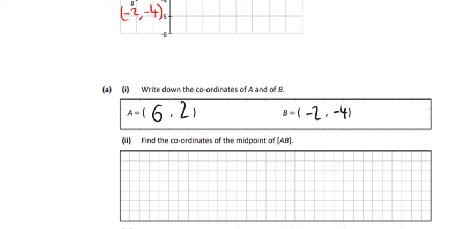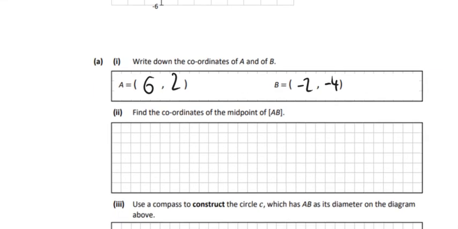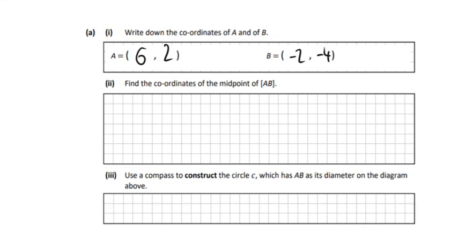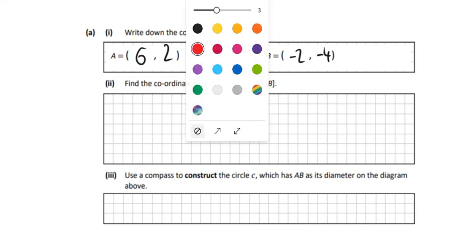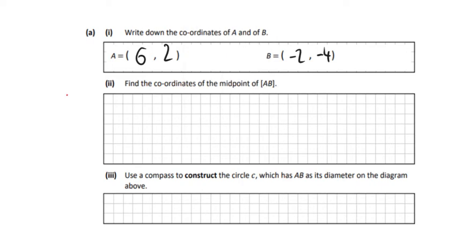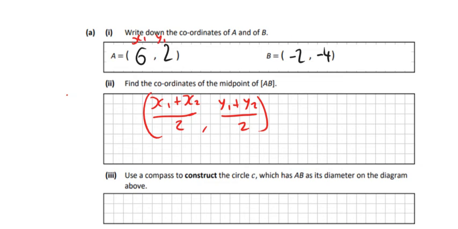And then find the coordinates of the midpoint of AB. So you have the 2 points there. You just have to go into your log tables and look for the midpoint formula. So that is x1 plus x2 over 2, comma y1 plus y2 over 2. So just subbing those in then. So that's x1, y1, x2, y2.